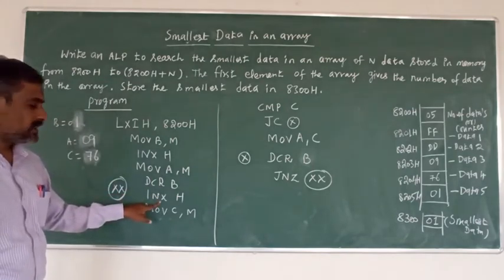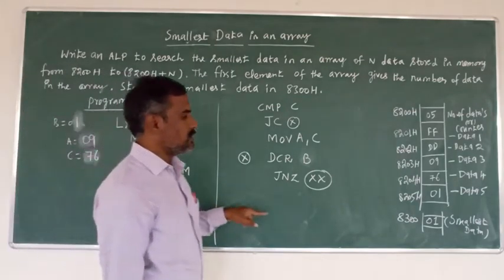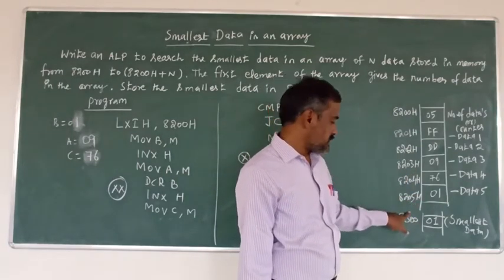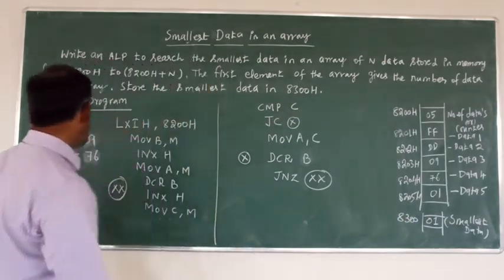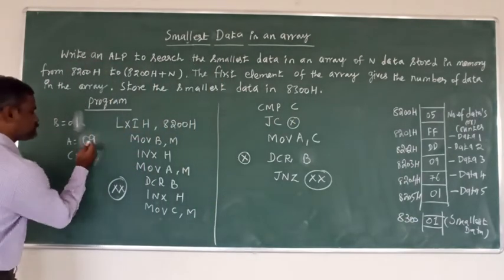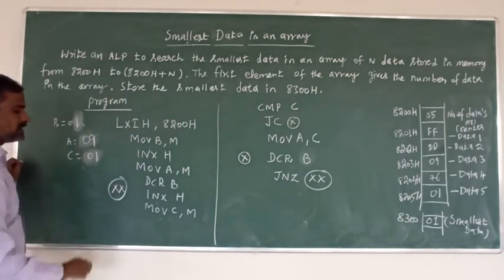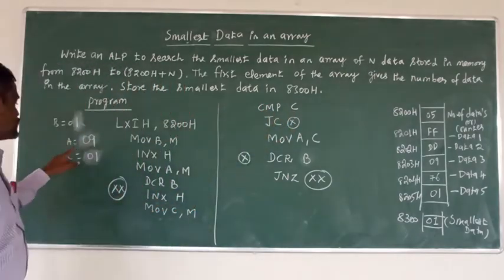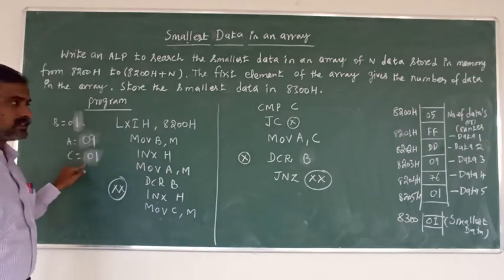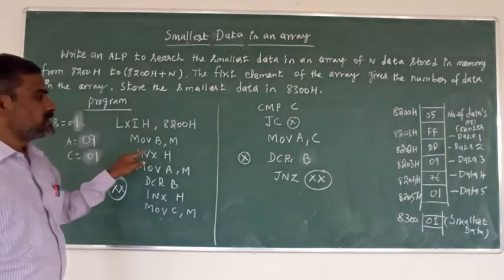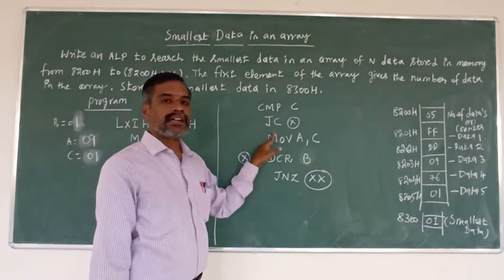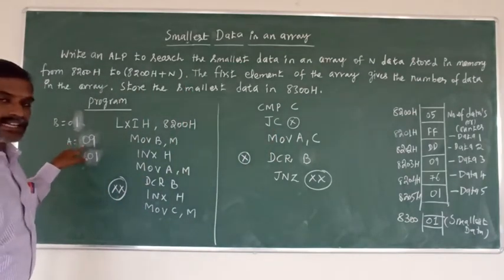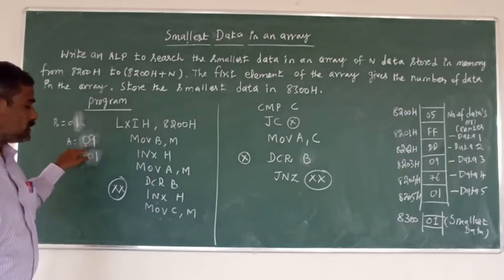Increment H. Now 8205. Now this is the memory address location. This location's data is moved to the C register. Now C equals 01. Again compare C, that means compare the accumulator with the C register. Now we check whether the carry flag is set or reset. Here the carry flag will be reset. Why? The accumulator has the largest data.